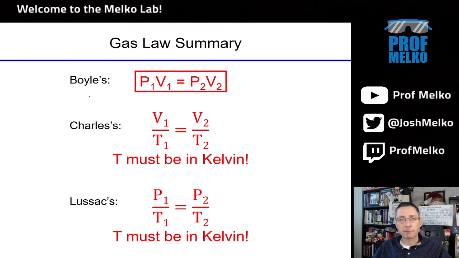Now, here's a summary of Boyle, Charles, and Lussac. A lot of times you have to memorize these, and you can do that by doing a bunch of practice problems, which you should do, but it can also help to remember this mnemonic. Okay. And I make this pyramid to remember this mnemonic. And at the top of the pyramid is B for Boyle. The lower right is C for Charles. And the lower left is L for Lussac.